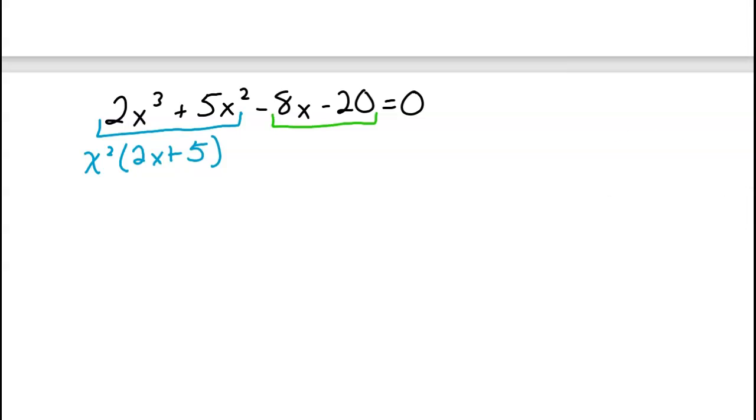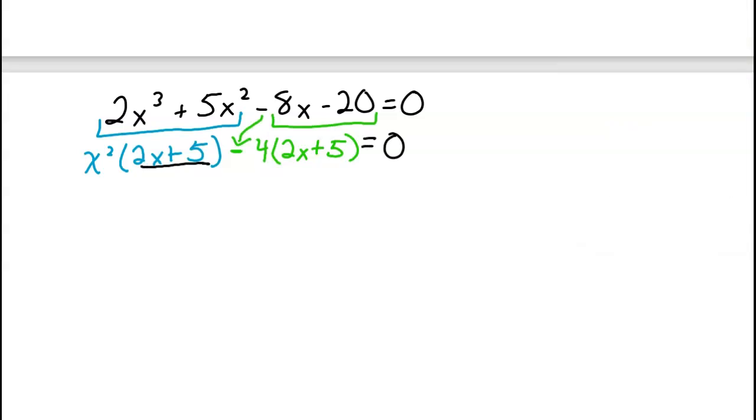Then, the big key here is I always want to take this sign with me. Then I look and ask, what's the largest number that I can factor out of these two? The largest number between 8 and 20 is going to be 4. But notice that I'm taking out a negative 4. So I'm factoring out a negative 4 from both of these. A negative 8x divided by a negative 4 will leave me with a 2x. A negative 20 divided by a negative 4 will leave me with a positive 5. And all of this is equal to 0.